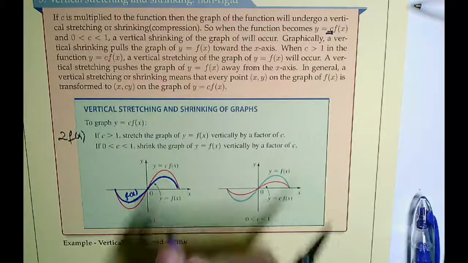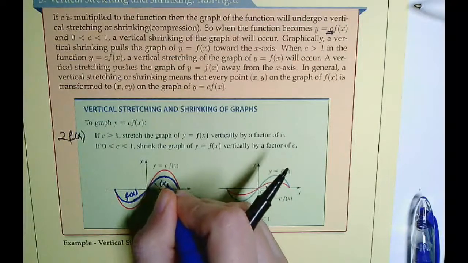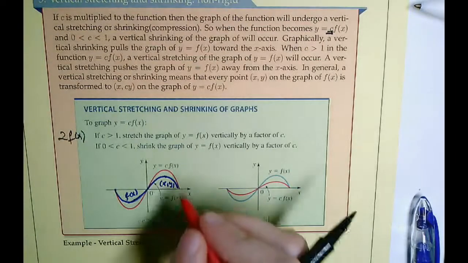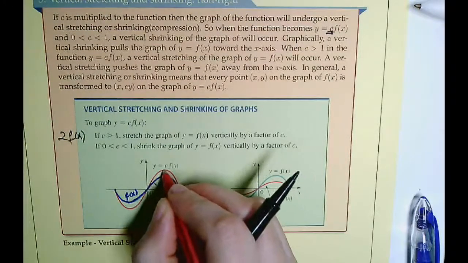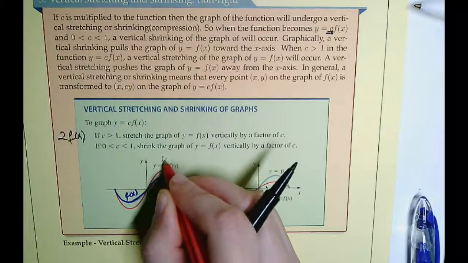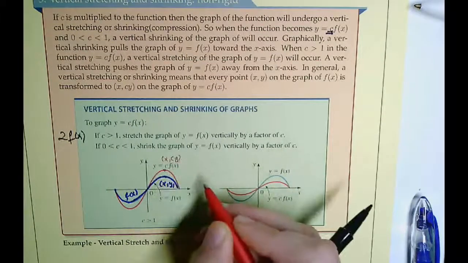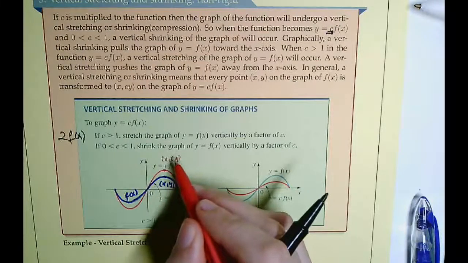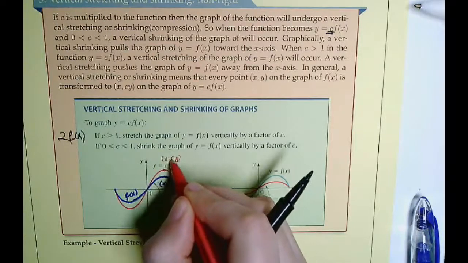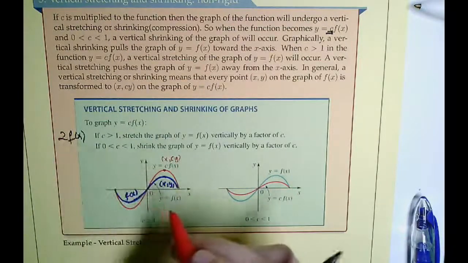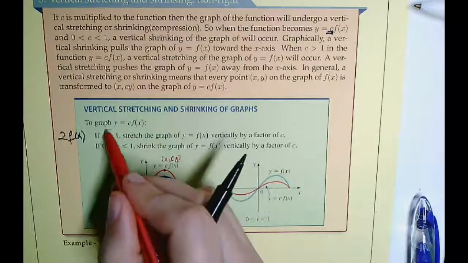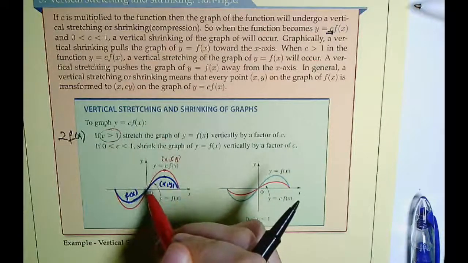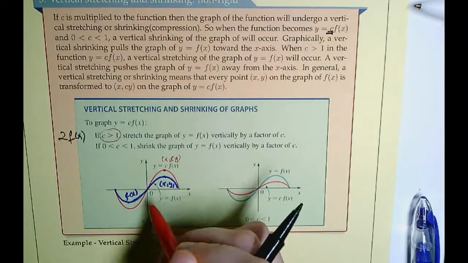Okay, so if I have a point x, y on my initial graph, then on the other graph, this point is going to turn into x, c times y. If I'm doing 2 times f of x, the y coordinate gets multiplied by that constant c, be it 2 or 5 or 6. So when we're multiplying the graph by a constant greater than 1, we have a vertical stretch. And this is what happens.